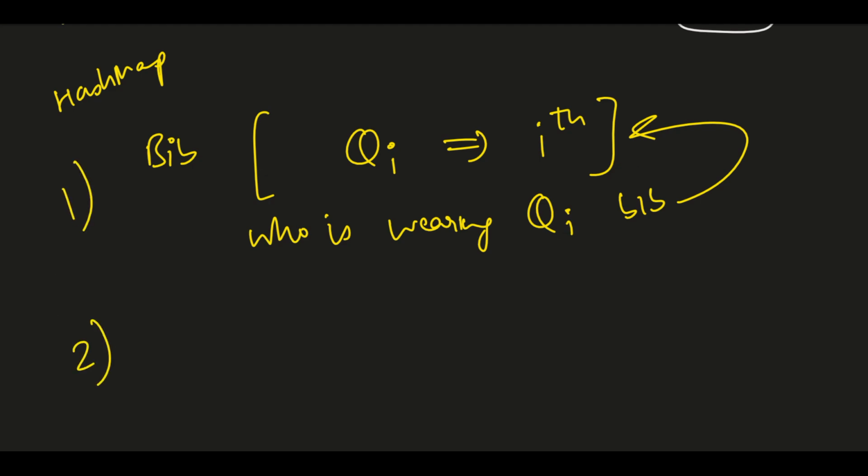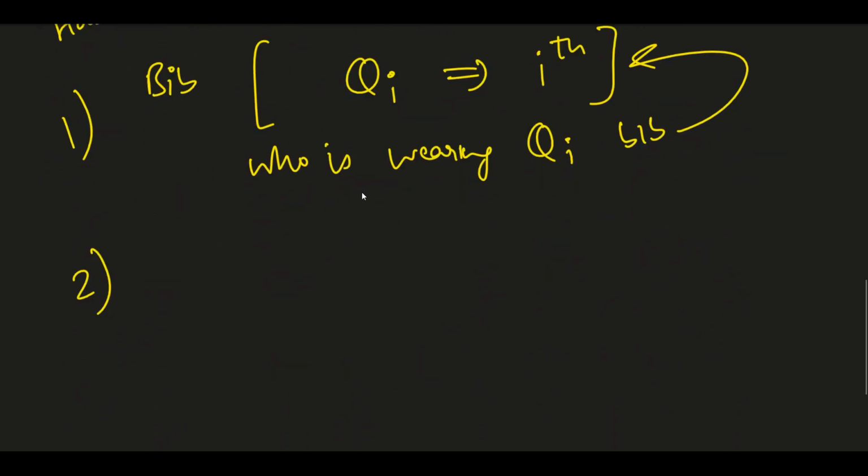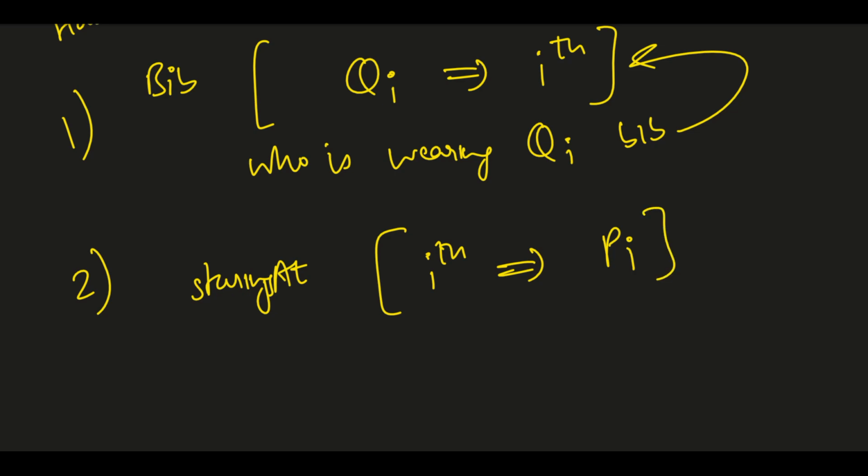The second hash map would store which person is staring at which person. Let's name it staring at. The i-th person is staring at person P of i. So this is the staring-at map, who is staring at whom. This is the second hash map.